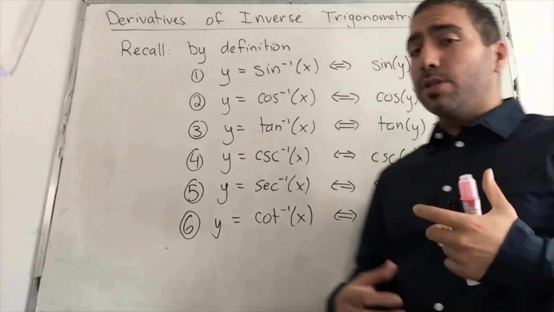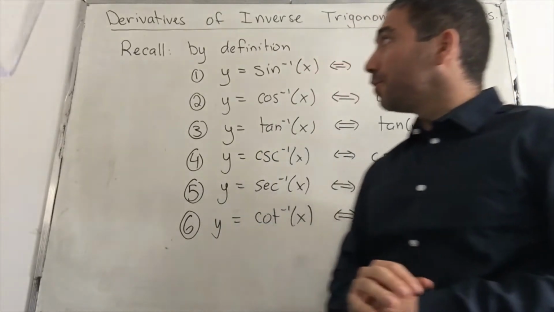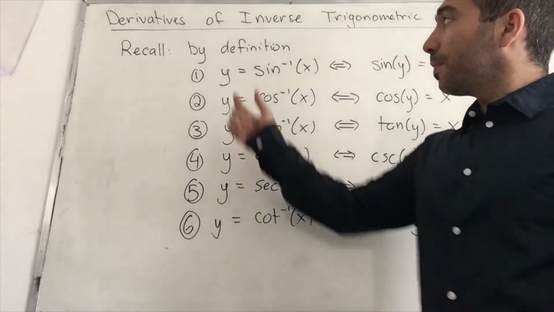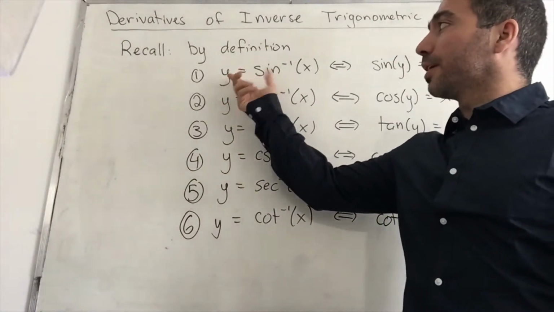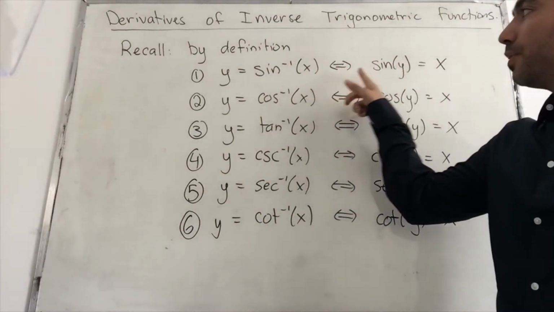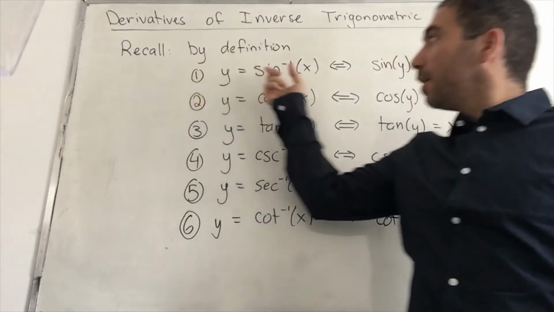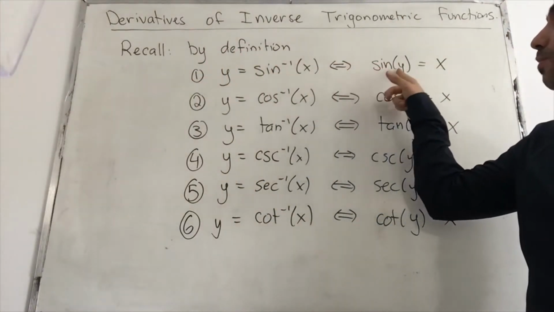So before we get to the derivatives, let's take a look at the definition of an inverse trig function. The first one that we have here is arcsine. So y equals arcsine of x, or sine inverse of x. And this is equivalent to saying, essentially, if you bring the arcsine or the sine inverse over to the other side, the exponent becomes positive, so we get sine of y equals x.